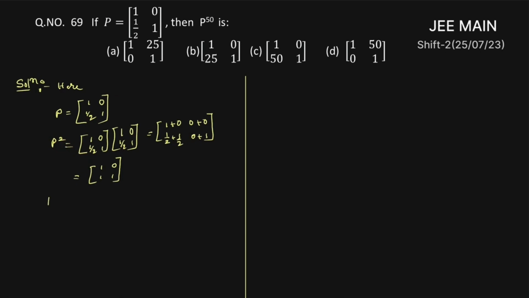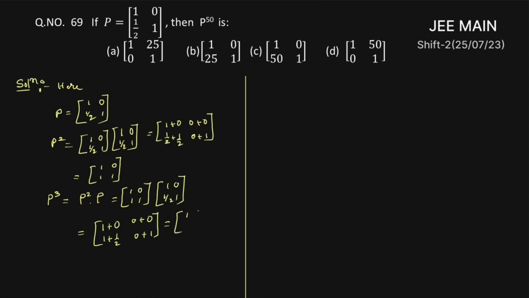Now we find P cube, which is equal to P square into P, which is equal to 1, 0, 1, 1, that is P square, and 1, 0, half, 1, that is P. If you multiply this, then you will get 1 plus 0, 0 plus 0, 1 plus half, 0 plus 1, which is equal to 1, 0. You will get this 3 by 2, 1.